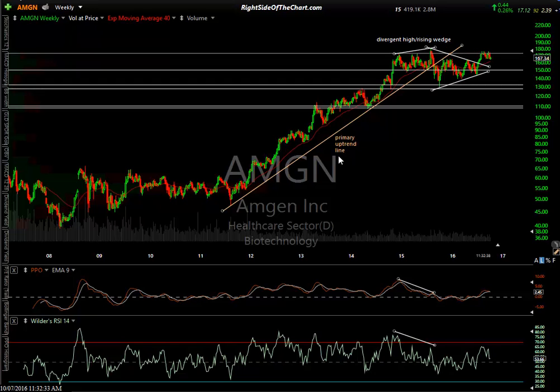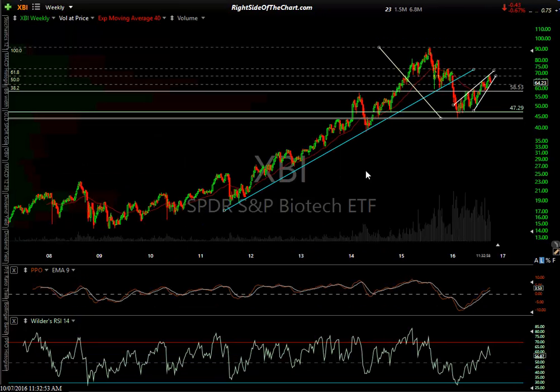This is the story. This is our primary uptrend line, broke down, back tested, came back up, and we've failed to take out those previous highs. And as I mentioned, I don't want to extend this divergence because that high was a little higher, so I can't really extend that divergence. But if we look at the biotech sector as a whole, here's what I see.